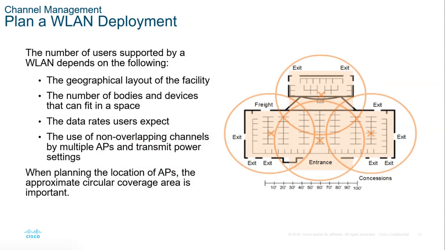5 gigahertz. So to plan a wireless deployment, the number of users supported by a wireless LAN depends on the following: the geographical layout of the facility, then the number of bodies and devices that can fit in the space, then the data rate users expect, and then the use of non-overlapping channels.